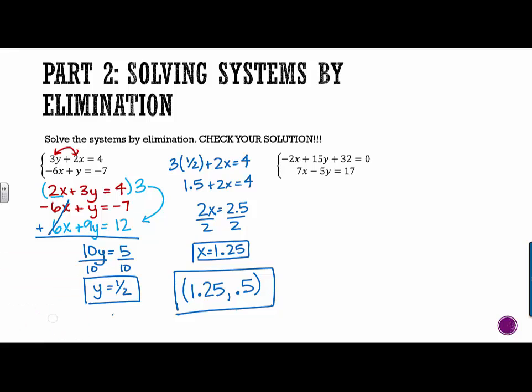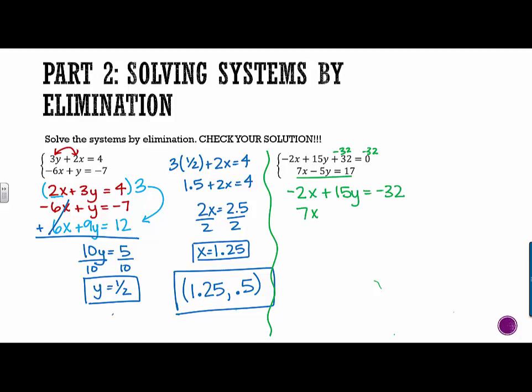So this next one, it's kind of a mess. If we look at this, nothing is lined up. So let's put both of these in standard form. This bottom one is good. This one here needs some work. This 32 needs to move to the other side, so what I'm going to do is subtract it. So this turns into negative 2x plus 15y equals a negative 32.